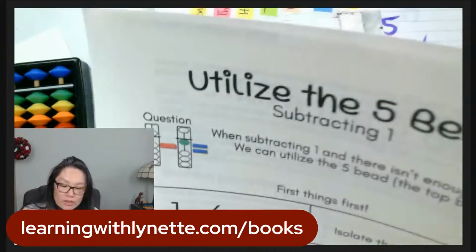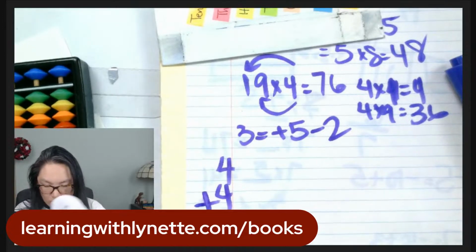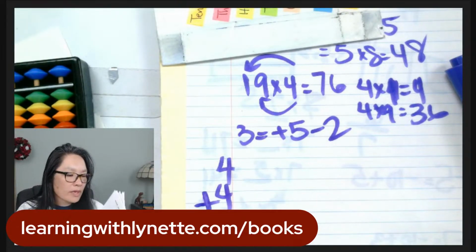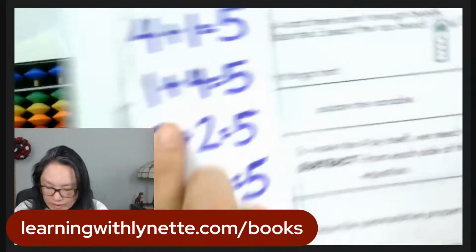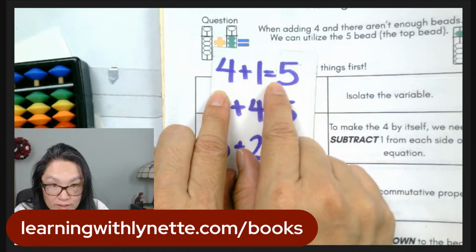Now, if we notice, we're teaching the children how to make a 5. When we make a 5, this is what we're doing. How to make a 5. So we're teaching the children how to make a 5. What we're doing is 4 plus 1 is equal to 5.